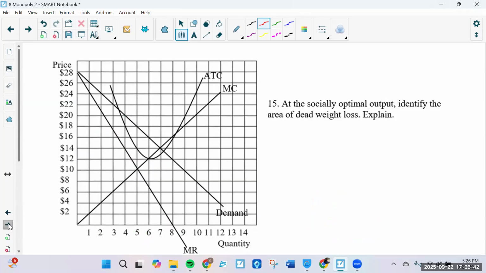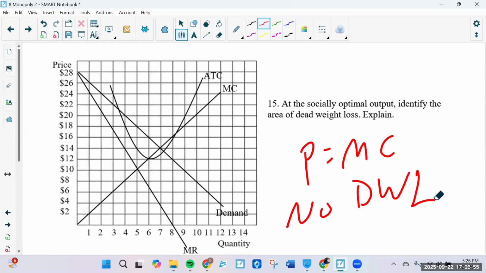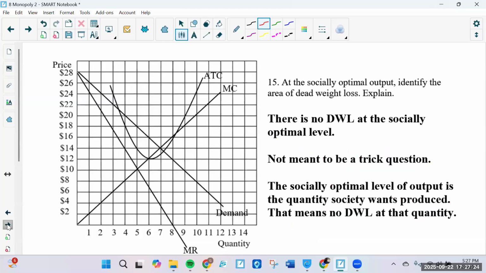At that socially optimal output, identify the area of deadweight loss. Trick question: when price equals marginal cost, there is no deadweight loss. The AP exam would probably not tell you to identify it if there wasn't one. What they might say is, is the deadweight loss larger, smaller, or equal to something? You would have to compare it to something. But I didn't have a problem tricking you on this because I'm not taking this up for a grade. So there's no deadweight loss. This is optimal. Again, not meant to be a trick question.